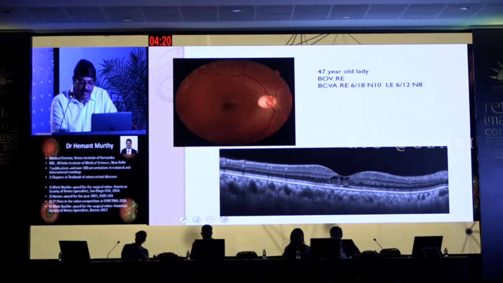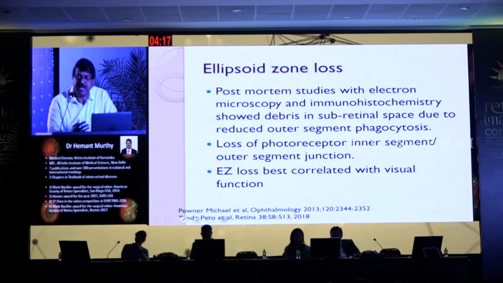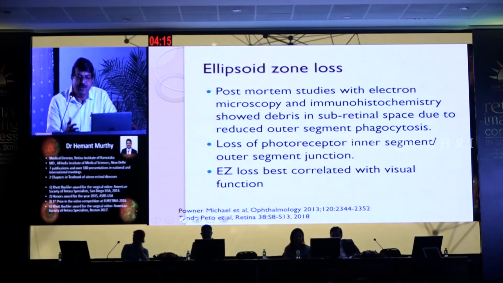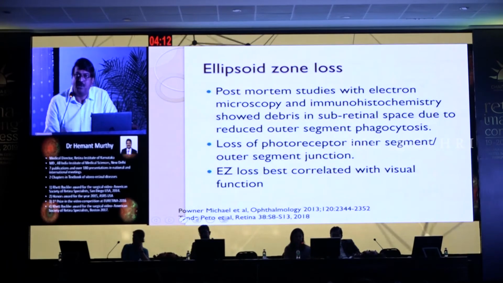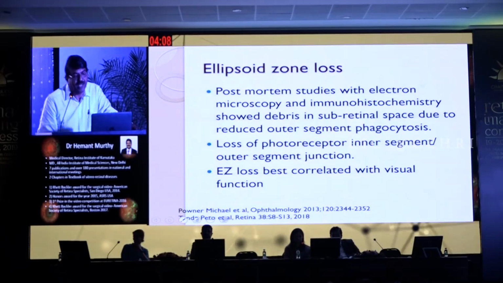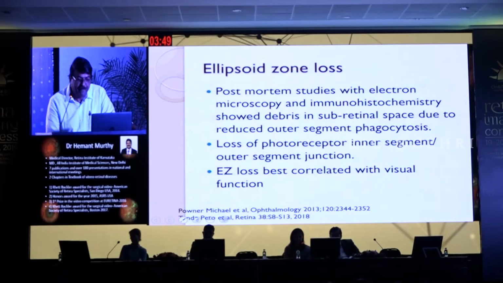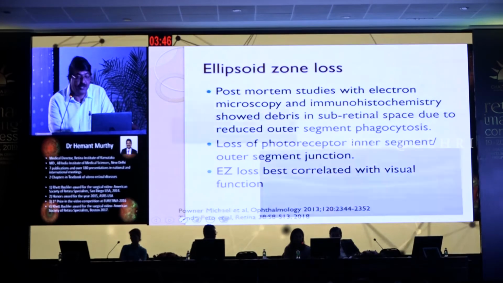Now one can see that there is some ellipsoid zone loss, which is the next change that you see, possibly induced by the Muller cells, which go on to the rods predominantly. The postmortem studies with electron microscopy and immunohistochemistry showed that there is debris in the subretinal space due to reduced outer segment phagocytosis. This results in the consequent loss of the photoreceptor inner segment, outer segment junction, predominantly in the non-central area to begin with, and then proceeds to the central area. And it best correlates with the visual function.